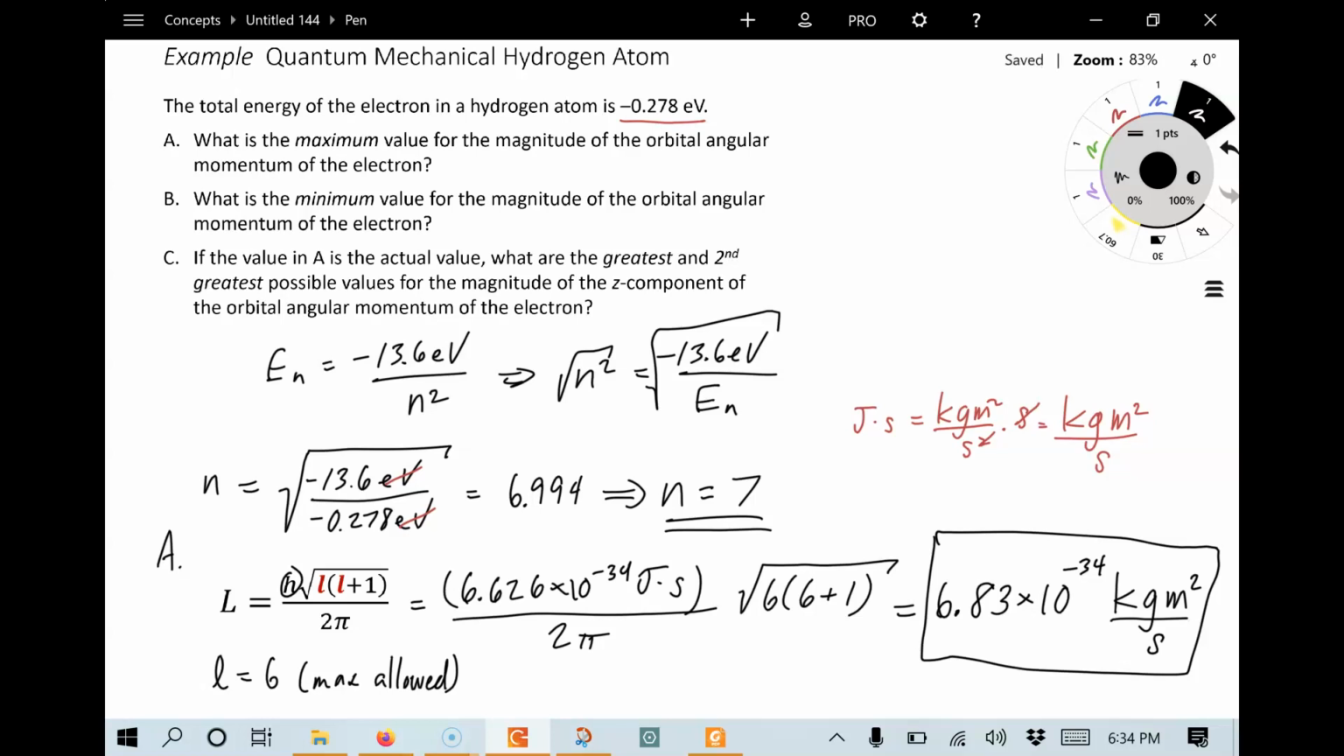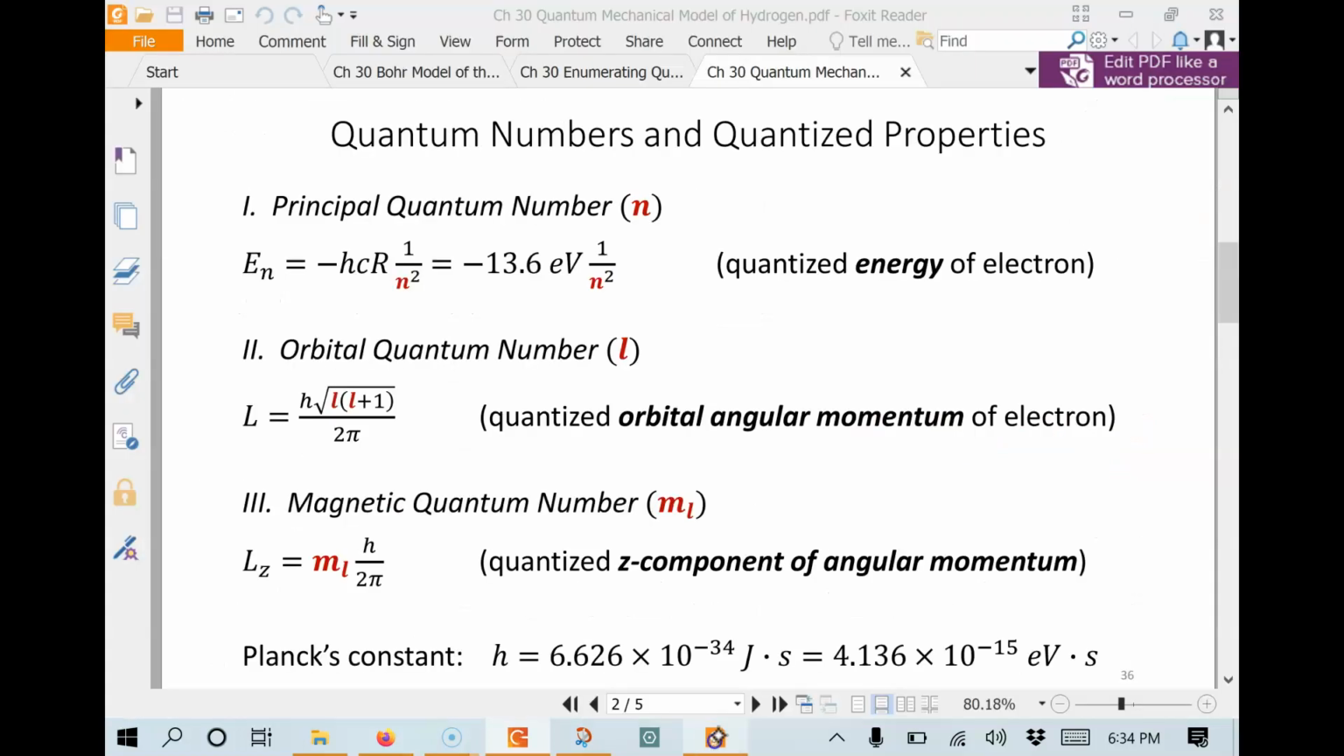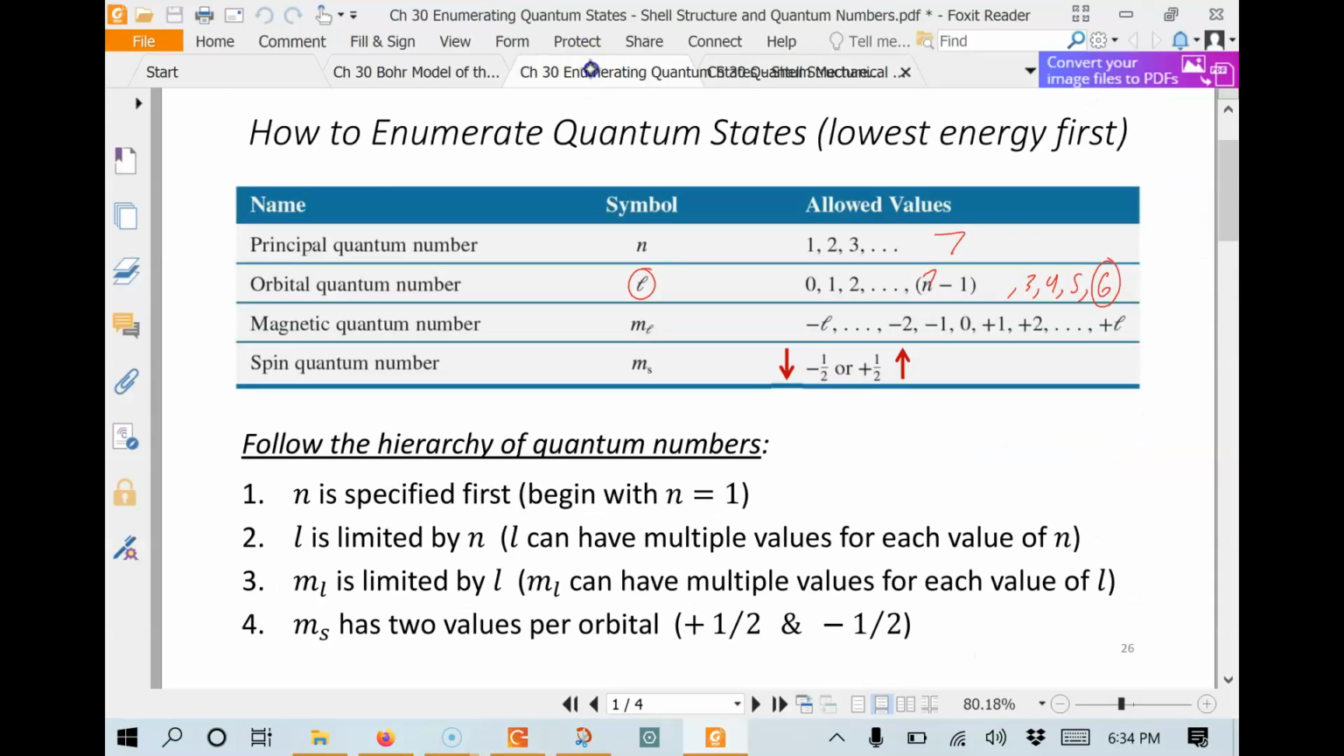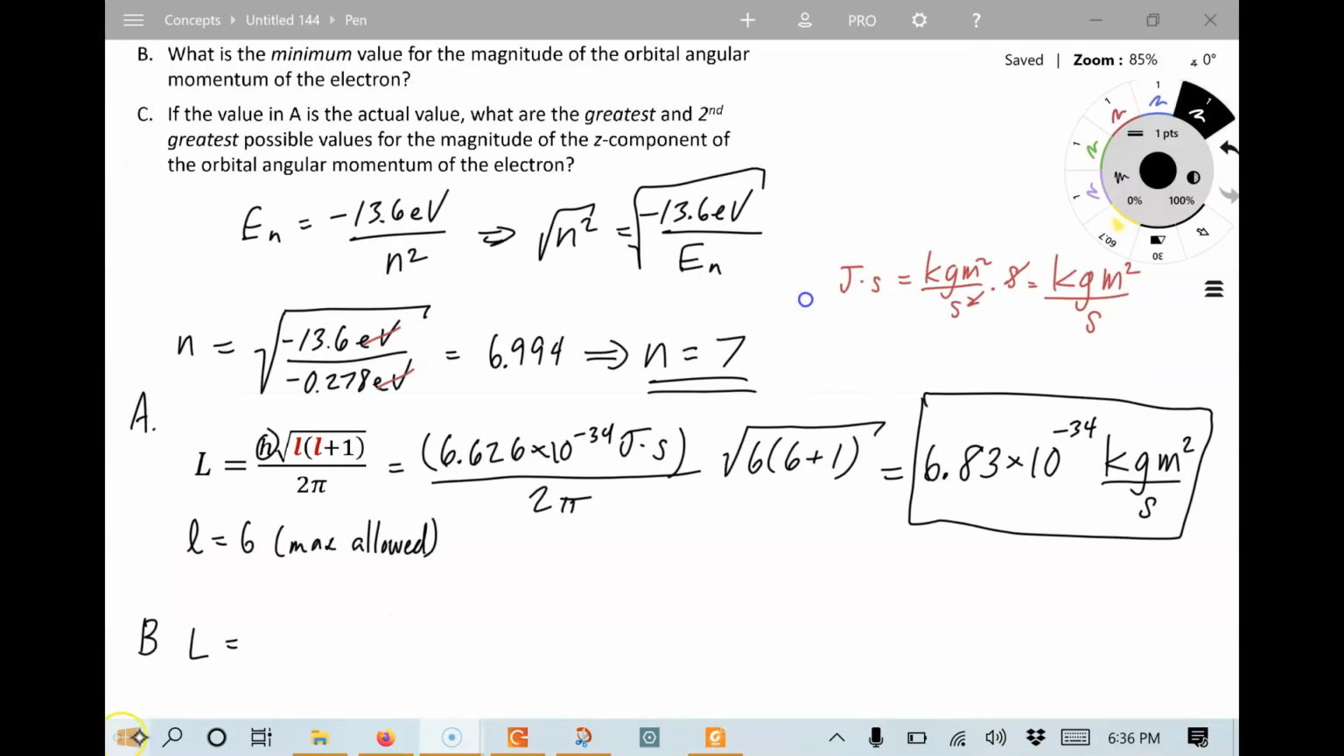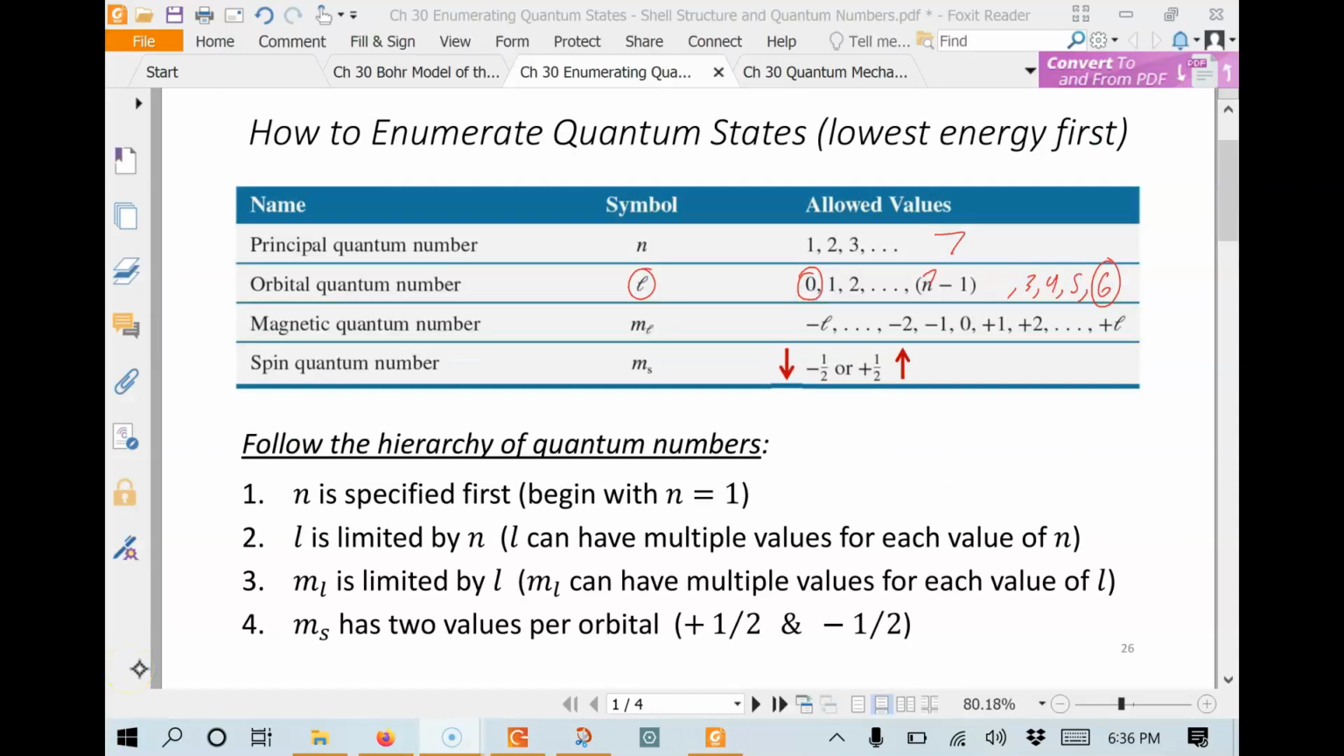All right, let's look at part B. What is the minimum value for the magnitude of the orbital angular momentum of the electron? Well, we want to get the smallest value of L now. We got n equals 7. Let's go back and look. We could choose 0. That's the smallest value of little l.